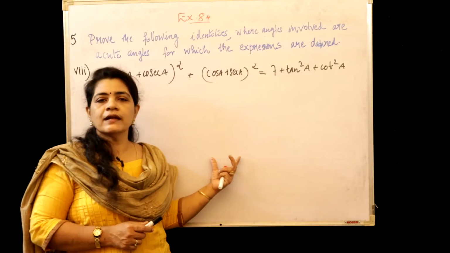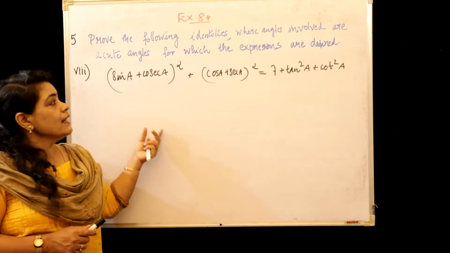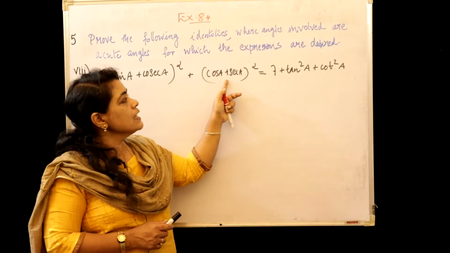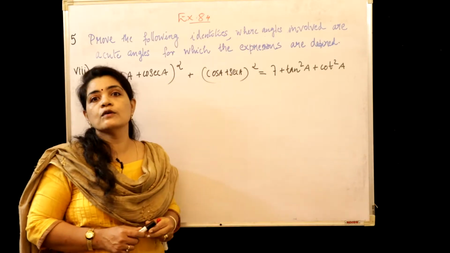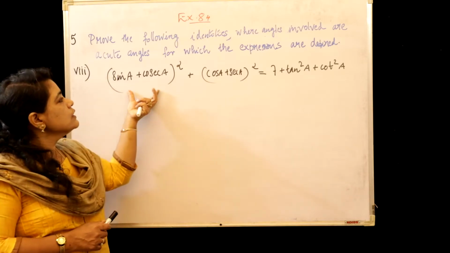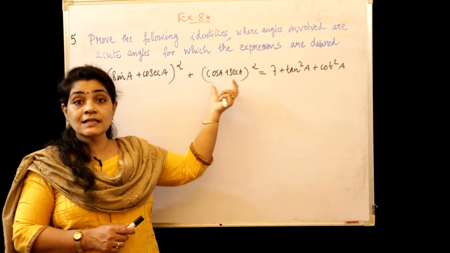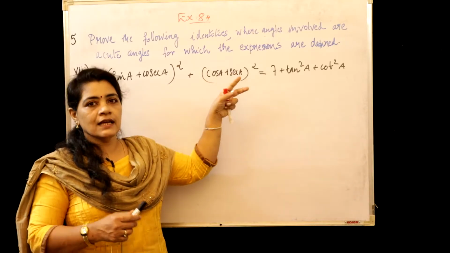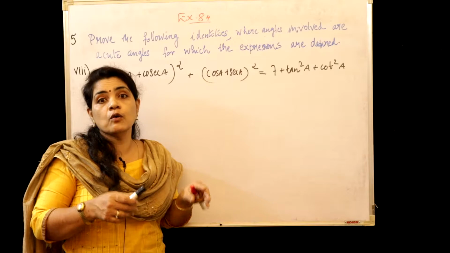Okay, as usual by taking the LHS. Okay, and in LHS, sin A plus cosec A whole square, here cos A plus sec A whole square. Okay, in both the terms we are going to apply this identity (A plus B) whole square. They are connected by plus, so (A plus B) whole square.